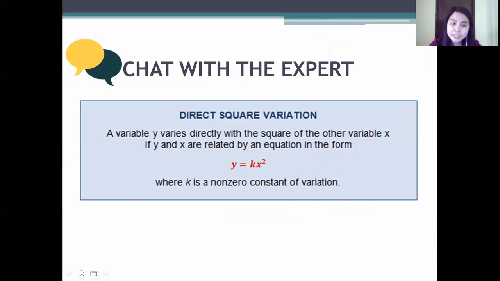Now, ma'am, how will I know if it's a direct square variation? You see the word square, or sometimes it can be direct cube variation. It means the power of 3. So how will we do it? The same, similar to what we did a while ago. The only difference is there is a square in the x.